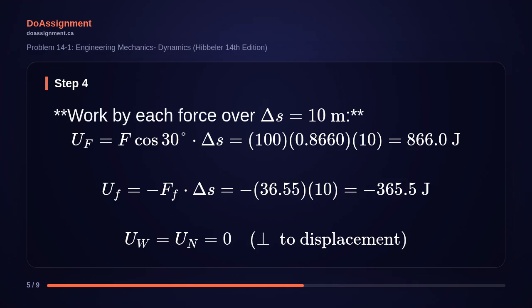Now we calculate the work done by each force over the 10-meter displacement. The applied force does positive work through its horizontal component: 100 times cosine 30 degrees times 10 equals 866 joules. Friction does negative work: negative 36.55 times 10 equals negative 365.5 joules. Weight and the normal force are perpendicular to the horizontal displacement, so they do zero work.